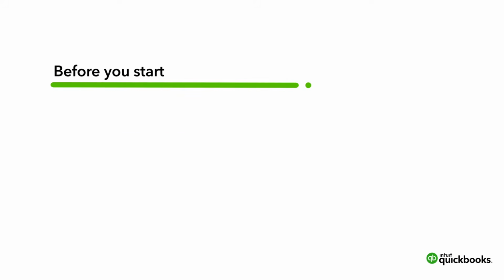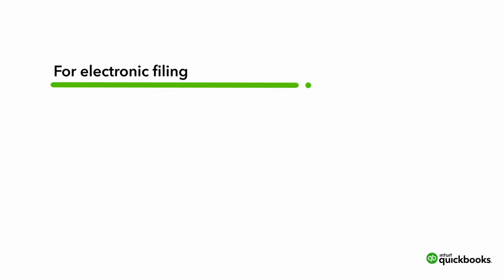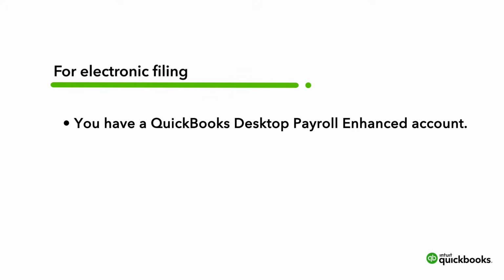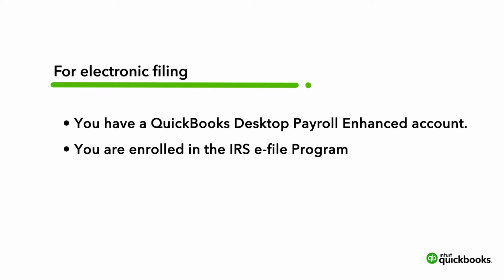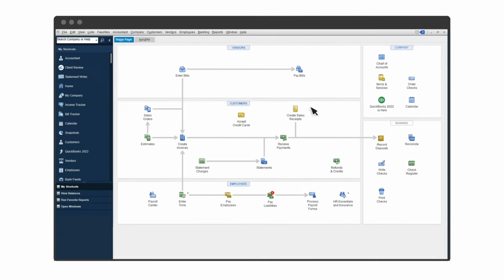Before you start, you'll need your Federal Employer Identification Number, or EIN, and your filing schedule or frequency. For electronic filing, it's required that you have a QuickBooks Desktop Payroll Enhanced account, you're enrolled in the IRS e-file program, and your 10-digit IRS e-file PIN. If you aren't enrolled yet, you can do so through QuickBooks. We'll show you how. Before filing your federal forms, we'll need to set up your tax filing method first.